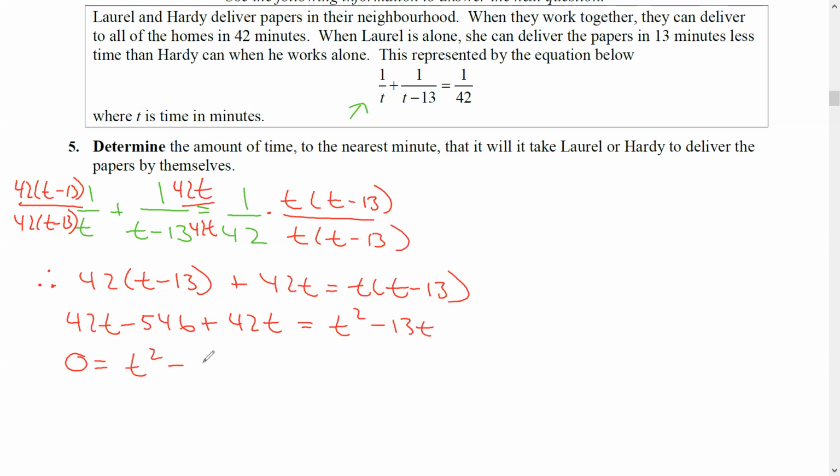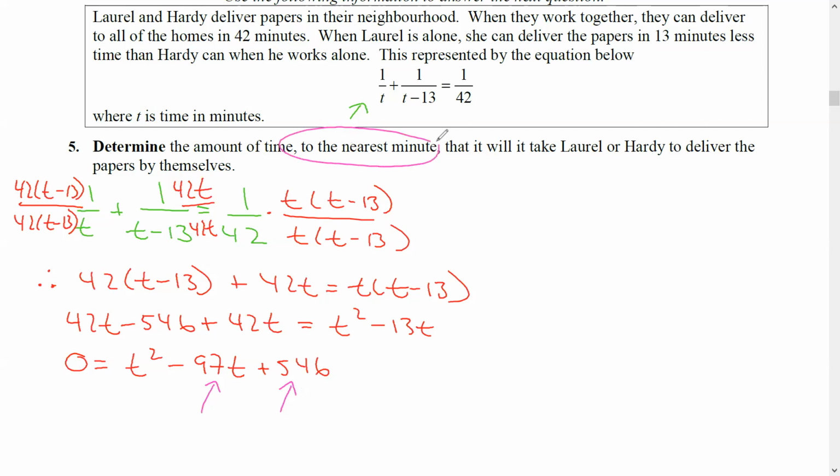So negative 97t plus 546. Okay, there's our quadratic we're going to work with. Now, there's two reasons why I'm not going to try to factor this thing. Reason one, you know, two numbers that multiply to 546 and add to negative 97, that doesn't sound like fun. Here's the other reason. Back up here in the question, it says to the nearest minute.